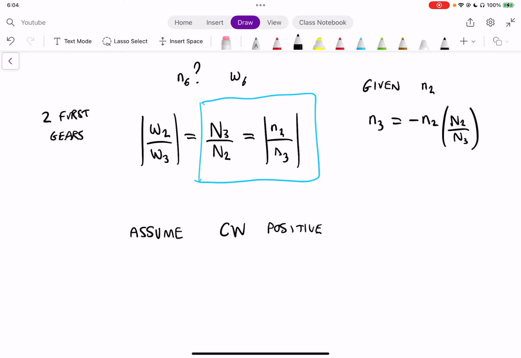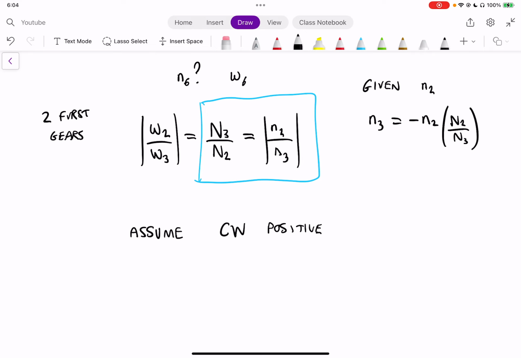And this E term is called the train value. It's a value for the train that essentially represents all the reduction in speed or the increase in speed that we have. Now, obviously, one thing we have to take into account is that E is going to be positive if the last gear is rotating in the same direction as the first gear, and negative if the last gear is rotating in the opposite direction than the first gear.